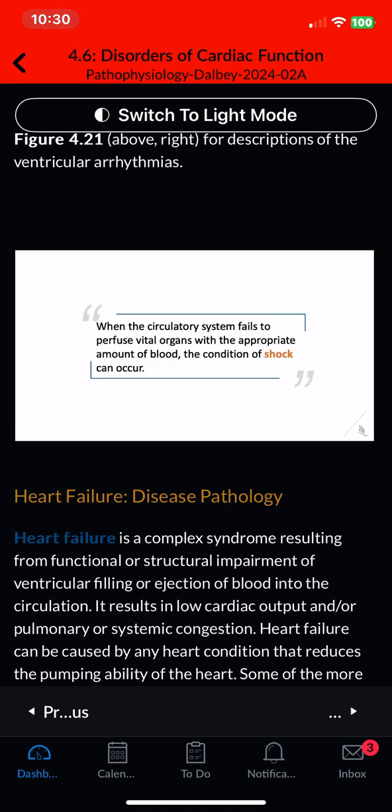The next condition we're going to examine is shock. When the circulatory system fails to perfuse vital organs with the appropriate amount of blood, the condition of shock can occur. For there to be proper blood flow in the body, the heart has to pump out an adequate cardiac output, and blood vessels must have appropriate resistance to maintain blood flow. If either of those things are deficient, shock can occur.